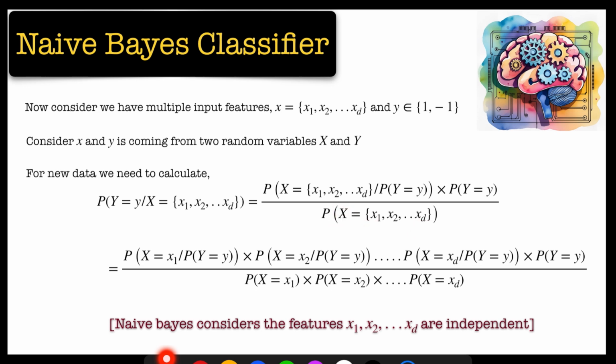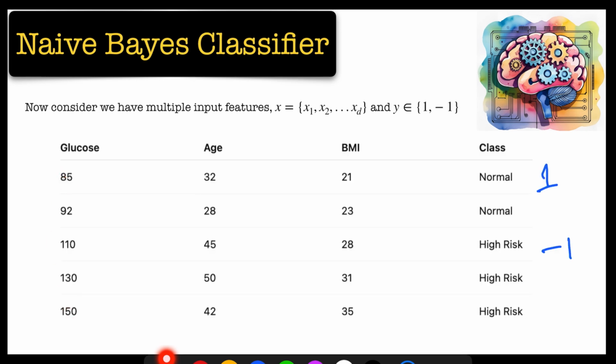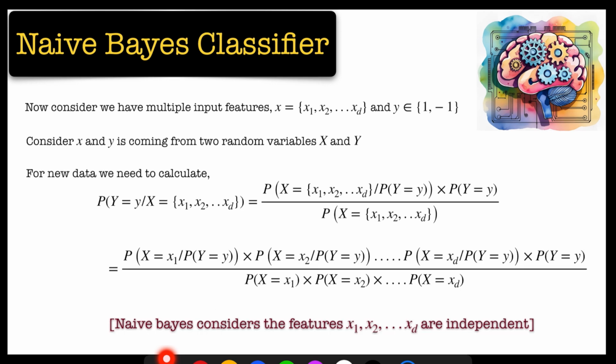Now one thing here is that Naive Bayes considers the features x1, x2 till xd to be independent. So here what it is saying is that glucose, age, BMI are not related. But that is not always true, right? Age, BMI, glucose might be related somehow, but the Naive Bayes classifier considers these independent. So as they are independent, we can expand these probabilities.